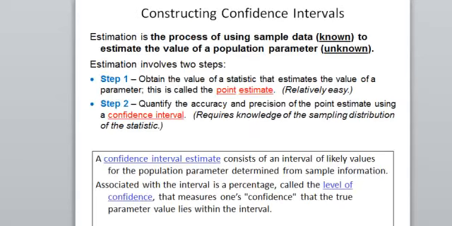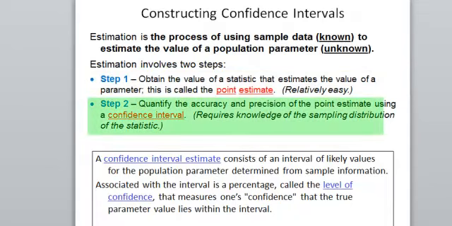So, how do we construct a confidence interval? Well, estimation is the process of using sample data that is known to estimate the value of a population parameter which is unknown. So the first thing we have to do is obtain the value of a statistic that estimates the value of that parameter. That's called a point estimate. We know how to do that. We did that in Chapter 2.